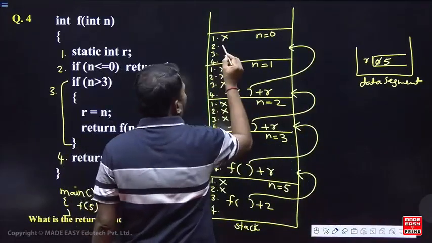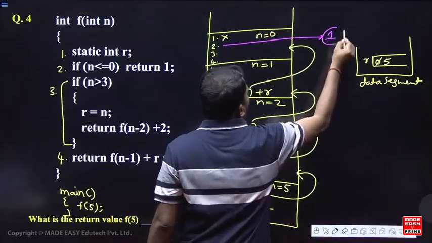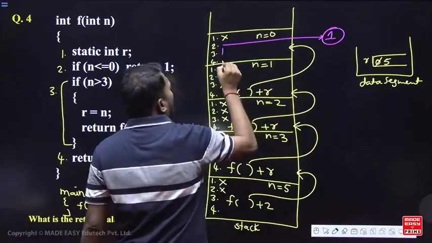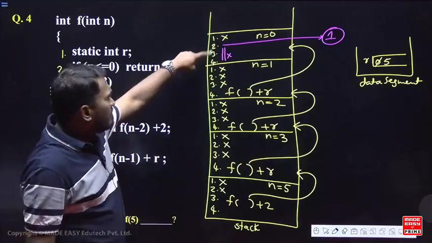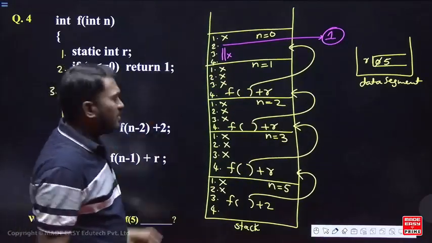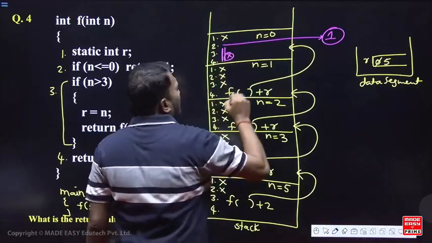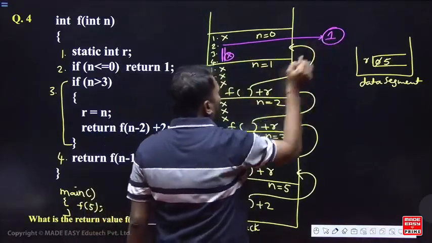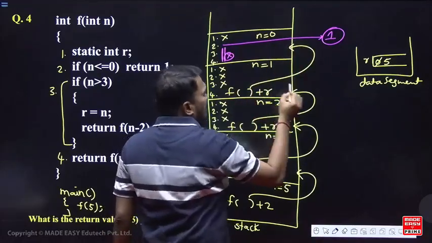Listen carefully. Return 1 means the second statement is returning 1. When the second statement is returning 1, the third and fourth statements are not executed. Now this 1 will be returned, so 1 will come here, to the previous activation record.